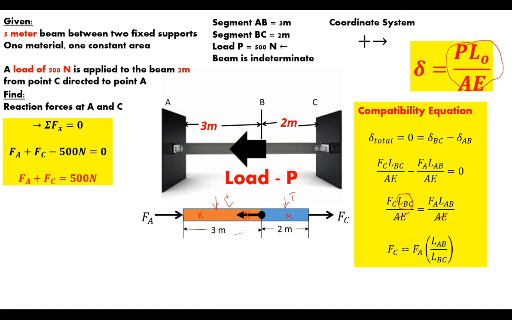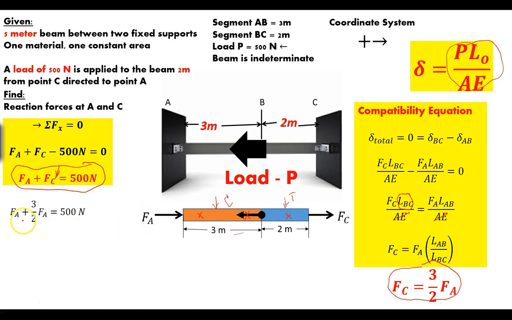So that means that the reaction is dependent upon how far along the length that load is put into play. So we know that the reaction F sub C is equal to the reaction F sub A times the length of AB, which is 3 meters, over the length of BC, which is 2 meters. So the reaction at C is actually 1.5 times the reaction at A. Now, with that knowledge in mind, we've got two equations and two unknowns. So now we just have to do a little bit of substitution. Since we've set this equal to the value for F sub C, we can substitute into this equation. So we only have one unknown and one equation.